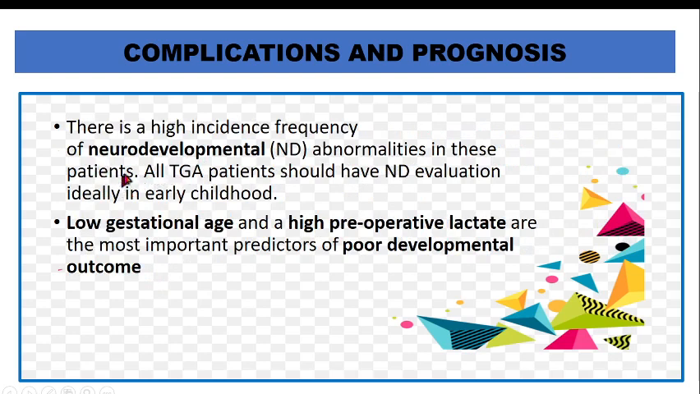Okay. Now, another problem here is neurodevelopment abnormalities. Okay, so there is high frequency of neurodevelopmental abnormalities. Okay, so neurodevelopment abnormalities check करना है, and the issue is if the low gestational age, suppose if the baby is preterm and if the lactate level before operation is high, so this leads to poor developmental outcome.